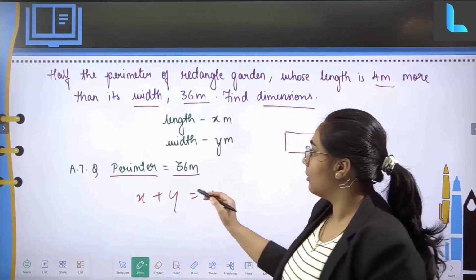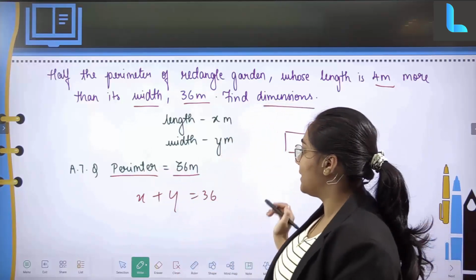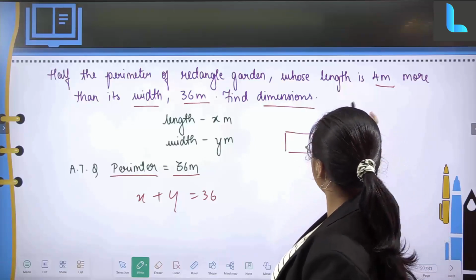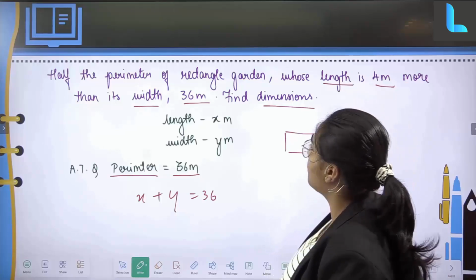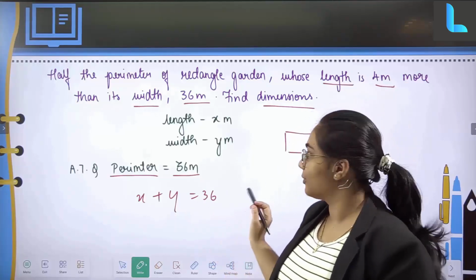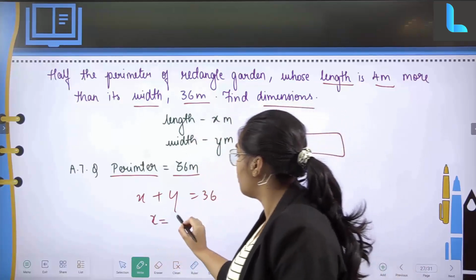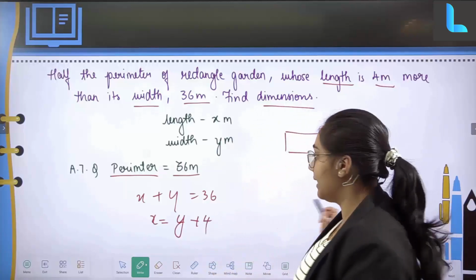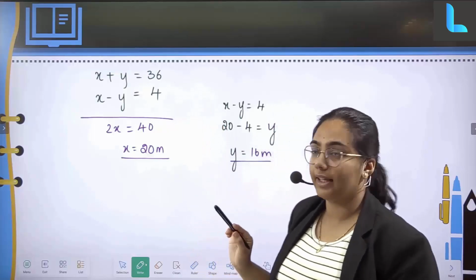So now they have said that x plus y is equal to 36, right? We already know that. According to the question, the half perimeter is 36 meter. So x plus y is equal to 36. We can easily write that. So what is the other thing they have given? Length is 4 more than its width. So first, what is length? x is equal to 4 more than its width, that is y plus 4. This is what I will be getting. So I have to solve the equations. These are the two equations I'll be getting.